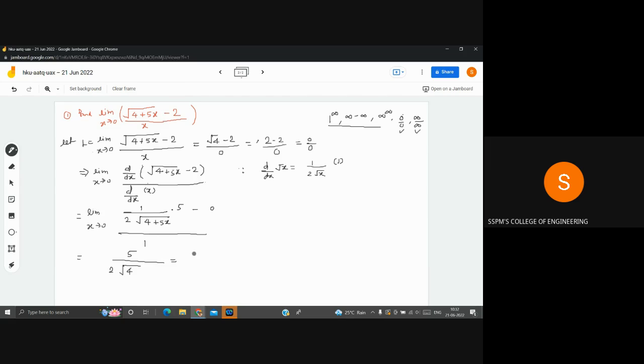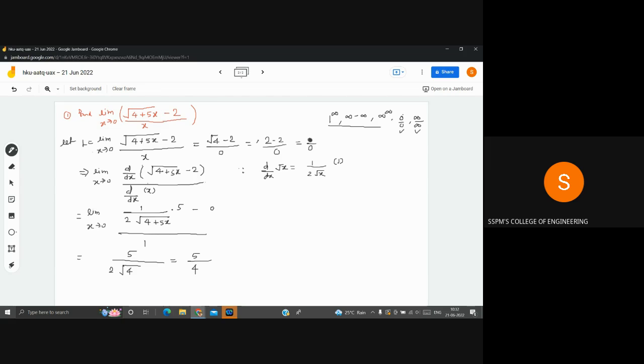Now again on simplifying, what will be there? 5 upon root of 4. Yes, root of 4 is 2, 2 into 2 is 4. So 5 by 4 is the finite limit of the function. But in the first step, when you apply the limit as x tends to 0, what will be there? 0 by 0. Will you say it is a finite limit? No, it's not a finite limit.